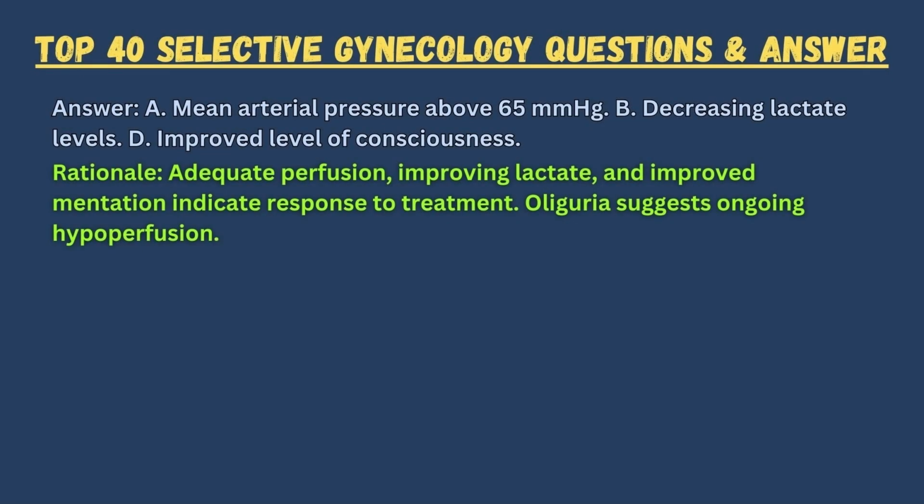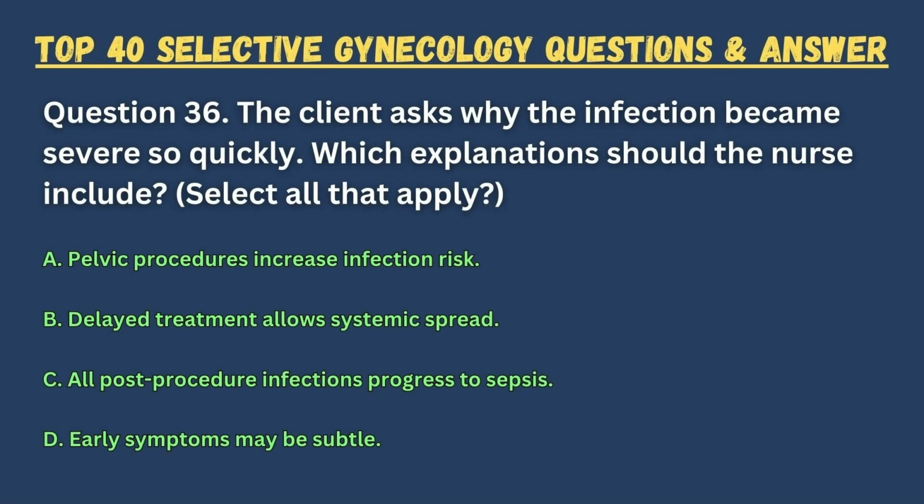Answer: A. Mean arterial pressure above 65 millimeters of mercury. B. Decreasing lactate levels. D. Improved level of consciousness. Rationale: Adequate perfusion, improving lactate, and improved mentation indicate response to treatment. Oliguria suggests ongoing hypoperfusion.